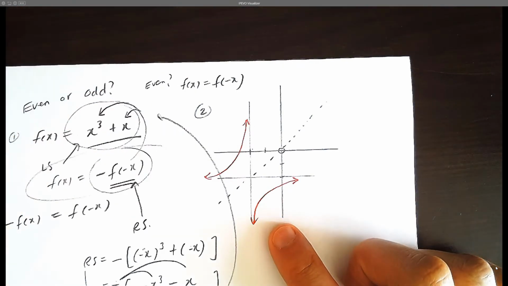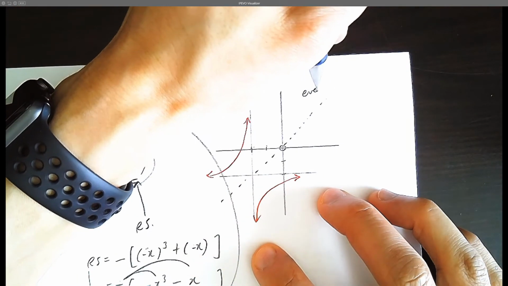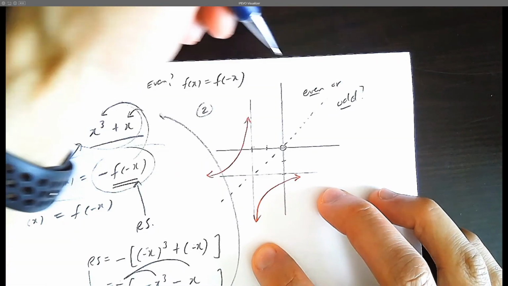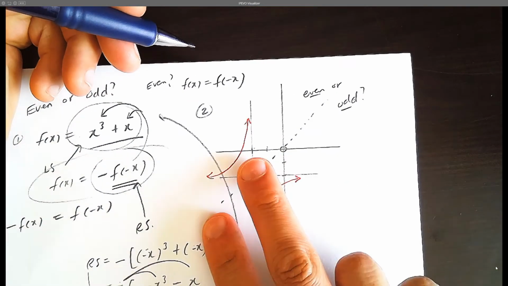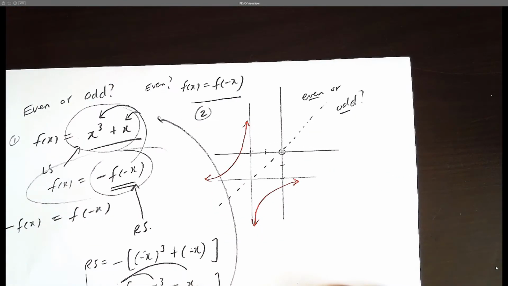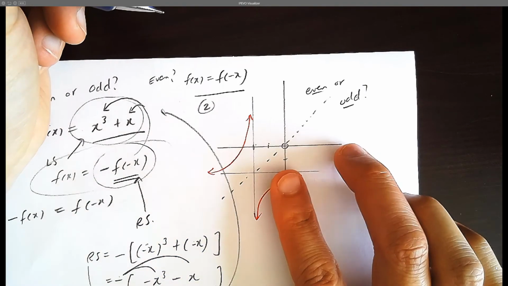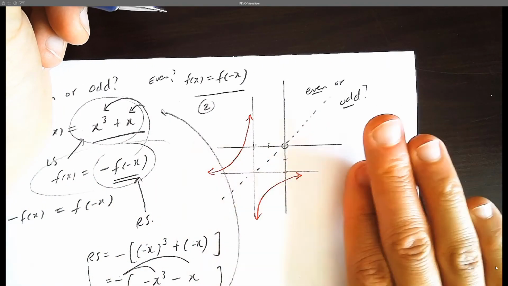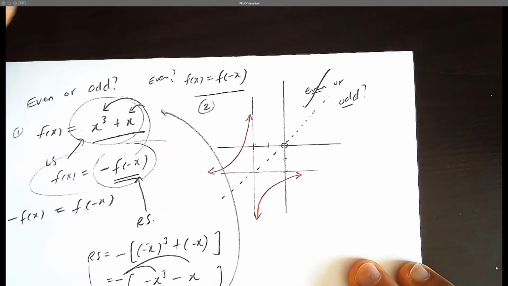However, that's not the question. The question is, is it even or odd? Now the idea of an even function is that if you flip it sideways, f of x equals f of negative x, it should be the same. But because this red graph here is shifted to the left, when you flip it sideways, it's going to be heavy towards the right, so it's not even.